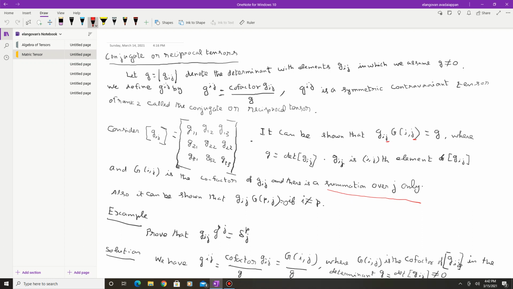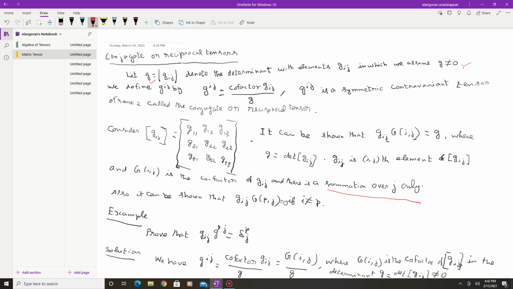So now let us write down the determinant. The determinant of gij we call g. So g denotes the determinant of the elements gij, in which we assume g is not 0. The determinant should not be 0. That is important. If it is 0, then we cannot find the gij contravariant components; this is possible only for a tensor whose determinant g must be a non-zero value.